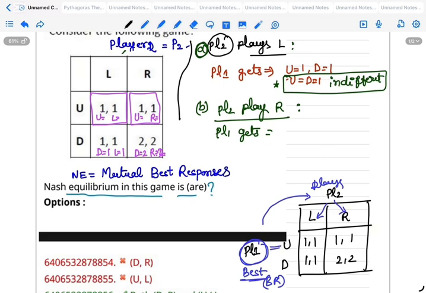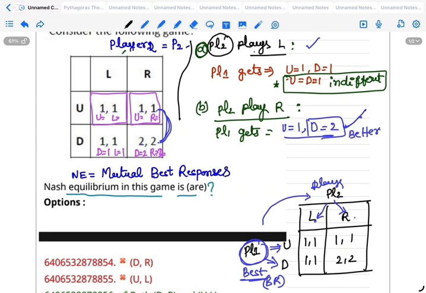So what are the values when player 2 plays left, player 1 responds, and when player 2 plays right, player 1 responds? If player 2 plays right, player 1 gets these two values, 1 and 2, that is U equal to 1 and D equal to 2. So which is the best value? Higher value is better, right? D equal to 2 is better.